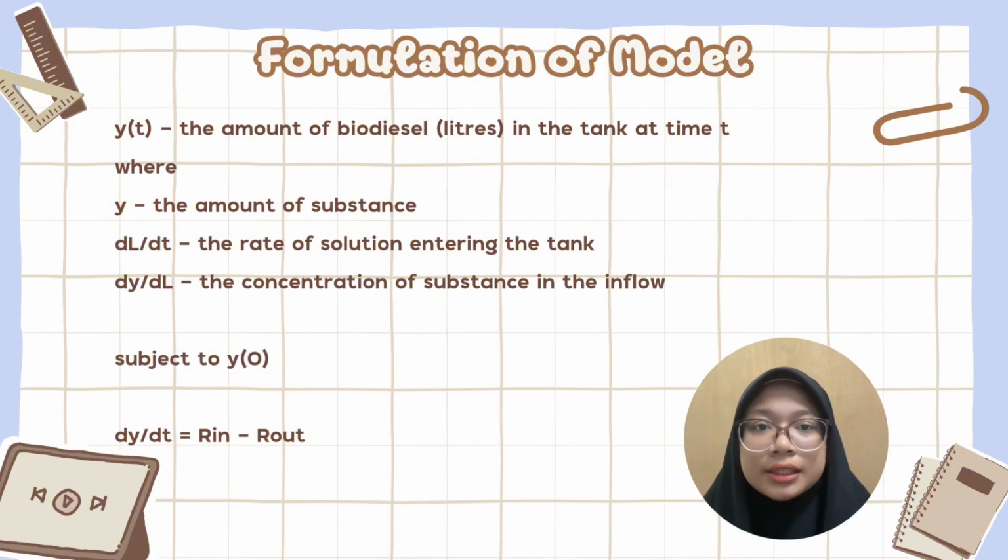The change in the amount of biodiesel over time is described by the differential equation dy over dt equals R_in minus R_out. This equation tells us that the rate of change of biodiesel in the tank is equal to the rate entering the tank minus the rate leaving the tank.